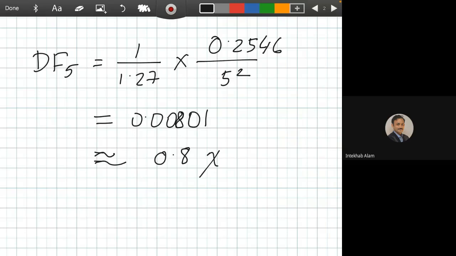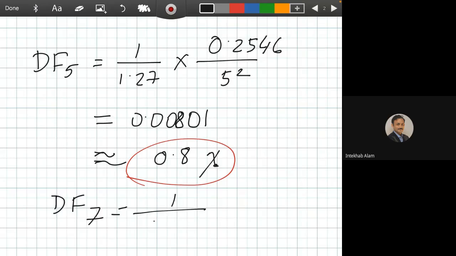Is it okay? Do you understand? Yes, sir. Is there any question? So it is only 0.8%. What about DF7? It will become more or less, and we can calculate it in this fashion, again in this fashion, with 0.18186.